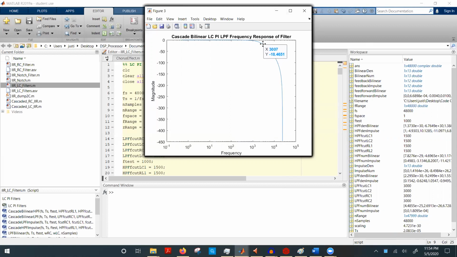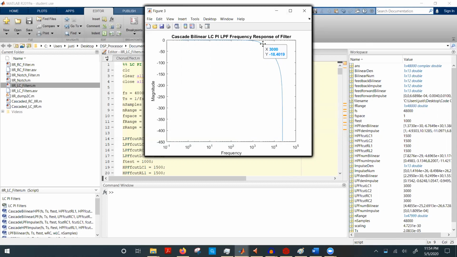And we would expect an attenuation around negative 18 because, like I mentioned in the previous video, the LC Pi filter has 3 LC components. It either has 2 inductors and 1 capacitor, or 2 capacitors and 1 inductor. Since it has 3 LC components, it'll create a third order filter. And I'm cascading 2 of these together. So if I cascade a third order filter with a third order filter, I'll end up with a 6th order filter.